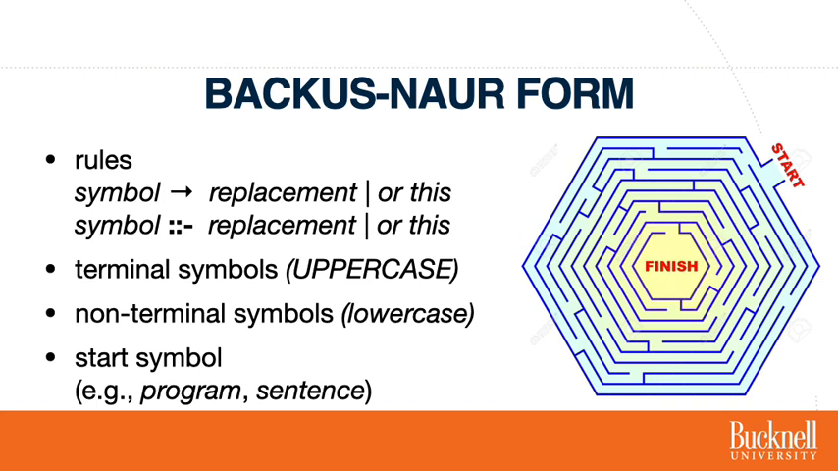To represent grammars, we're going to use Backus-Naur form, a standard notation used in computer science. In Backus-Naur form, a rule is represented as a symbol on the left-hand side, followed by an arrow indicating the symbol can be replaced with what follows on the right-hand side. A vertical bar is used to represent options, such that a symbol can be replaced by this or by this.